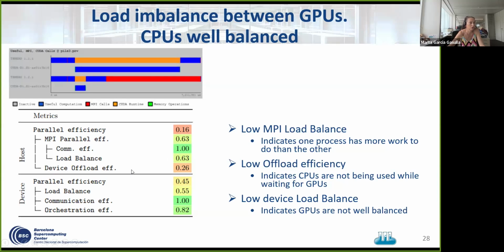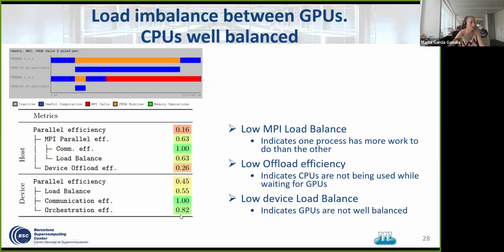There's more work in one of the processes, and that's why the MPI parallel efficiency is low. We also see a low device offload efficiency because while the CPUs are waiting for the GPUs, they are not doing anything. All this time is lost waiting for the GPUs. In the case of the device, the parallel efficiency is also quite low because just one of the GPUs is working, because the load is almost all in one of them and the other one has very little load. This is seen here in the load balance. We see a low load balance in the device, and the others are more or less okay.